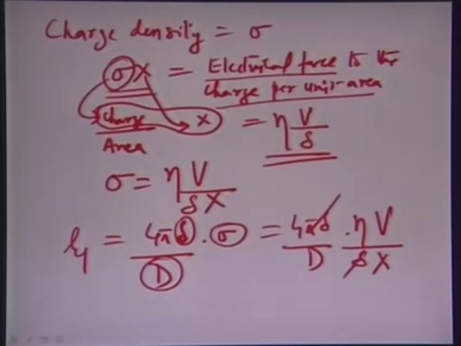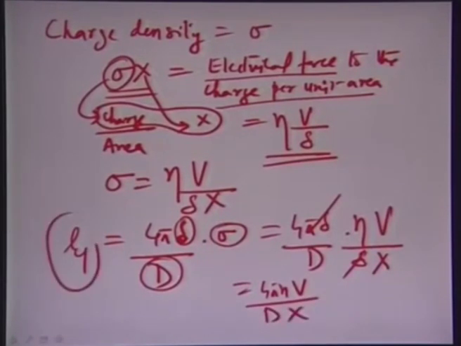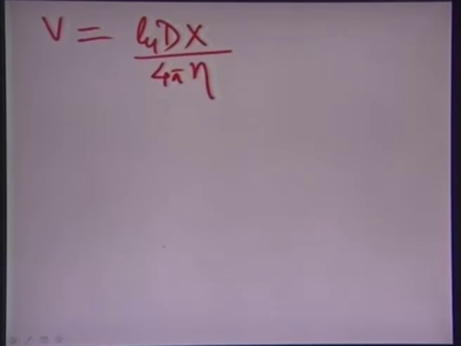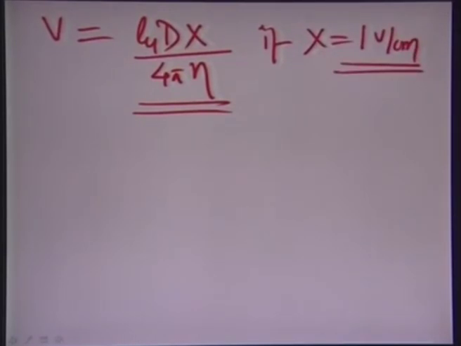So these deltas go away and we are left with 4 pi eta v by dx, which is the zeta potential on the surface, okay. So the velocity of flow in this case, v, would really be equal to nothing but zeta potential times dielectric constant times the external electric field, divided by 4 pi into the viscosity eta of the medium.